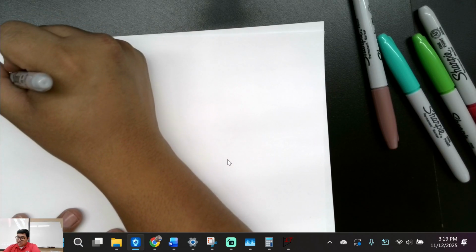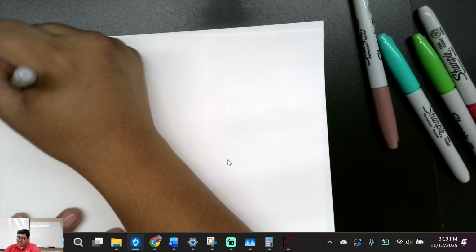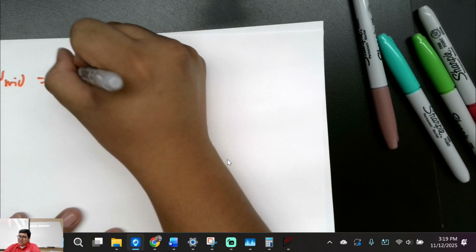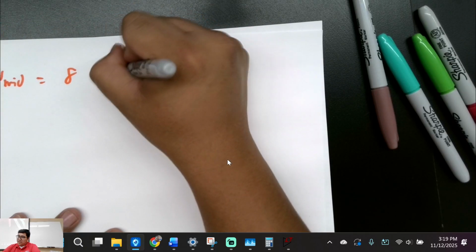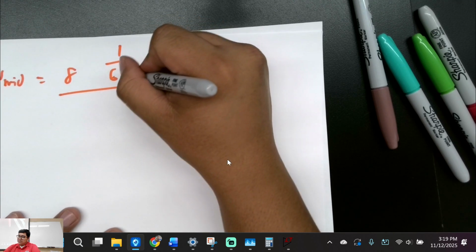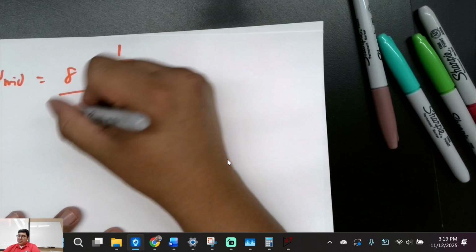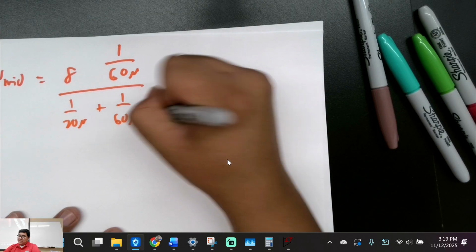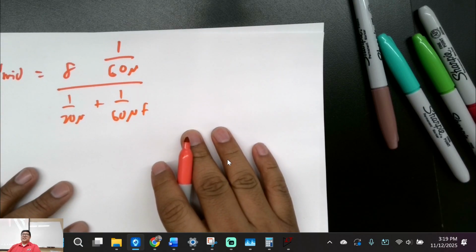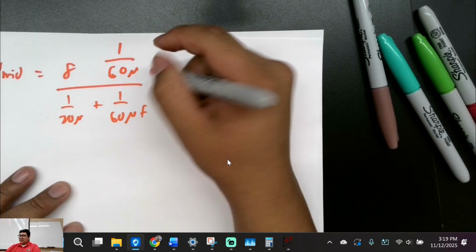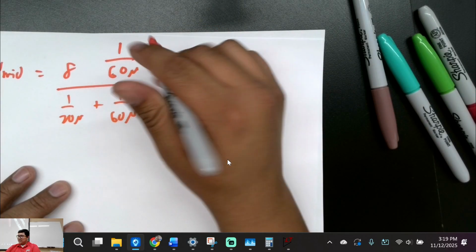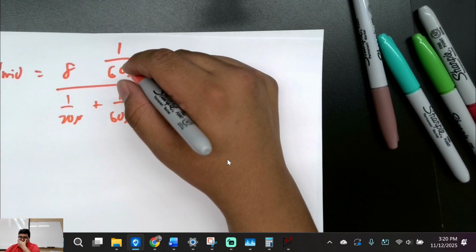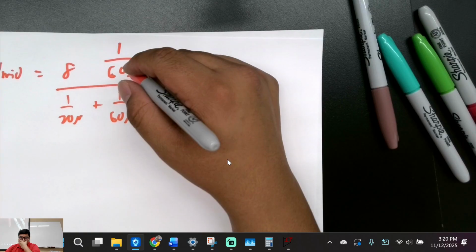Anyways, I'm just calling it V, whatever, V mid. That's what I was trying to do. 8 volts, 1 over 60, right? 60 microfarads, right? Over 120 microfarads plus 160 microfarads, right? Is that good with everybody? I'm trying to figure out this capacitor here because it's in parallel. Do you understand what I'm trying to say?